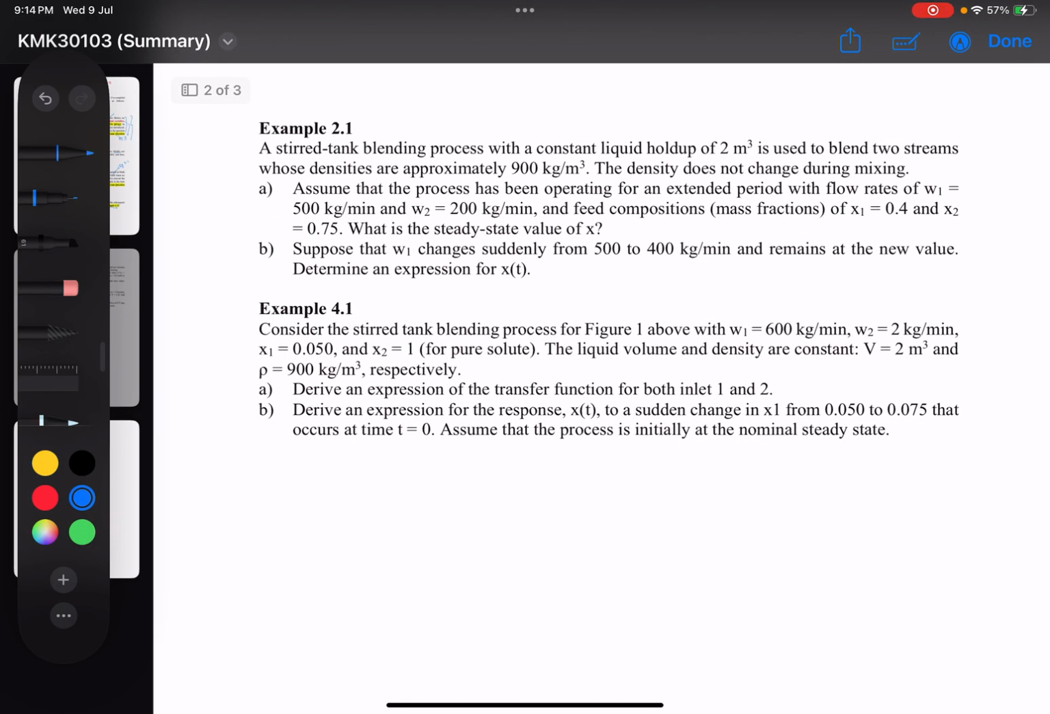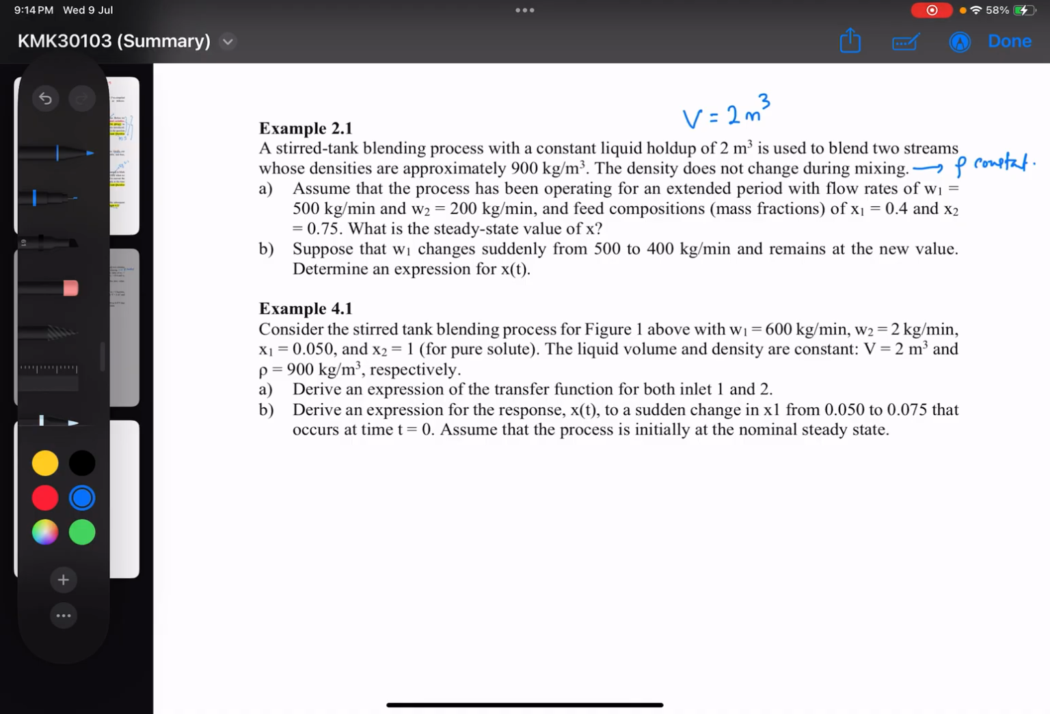Example 2.1: a stirred-tank blending process with a constant liquid hold-up of 2 meter cubed, meaning that this is my V equals 2 meter cubed, is used to blend two streams whose densities are approximately 900 kilograms per meter cubed. The density does not change during the mixing, so we are saying that the density is constant. Alright.